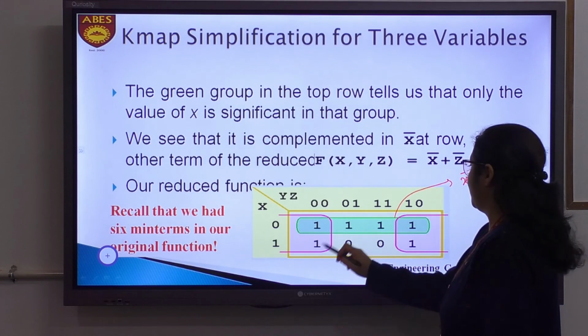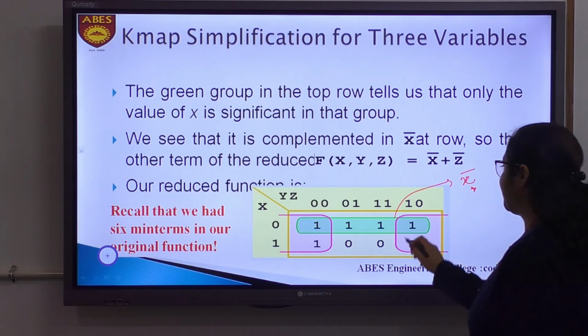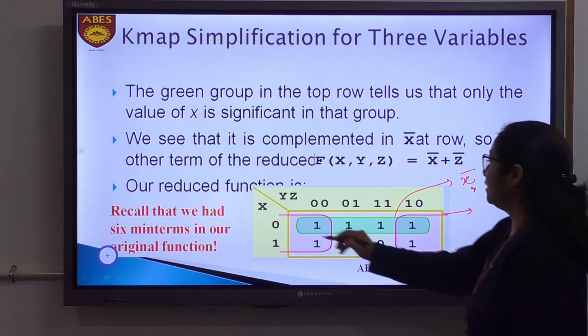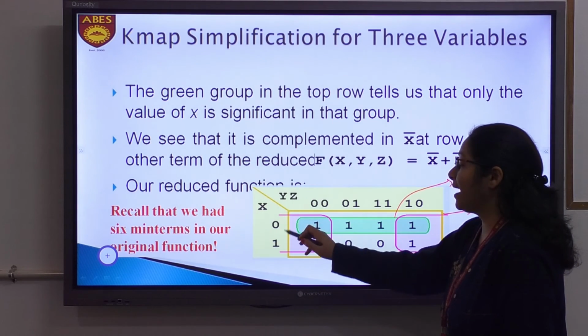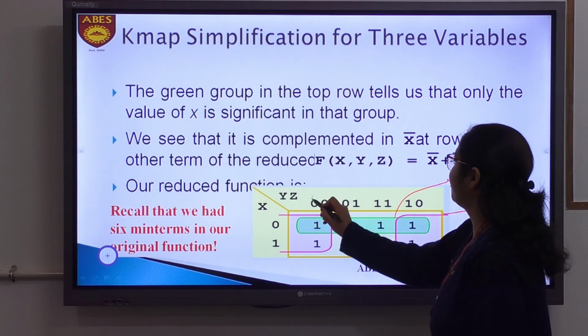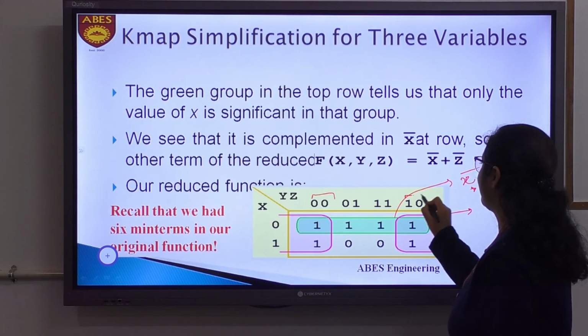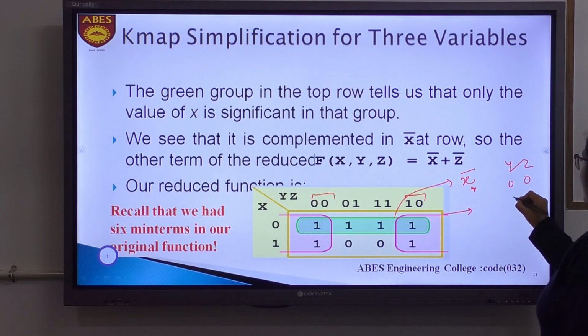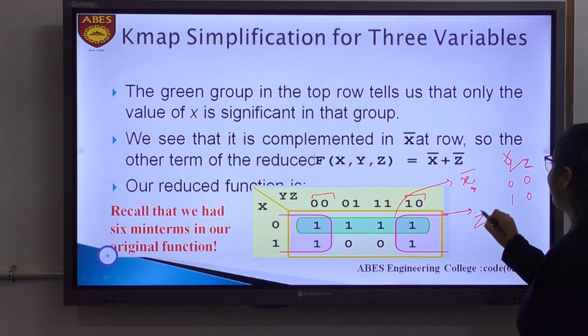Okay? Another grouping of 4 adjacent ones is this. How can we rename it? As we can see, x value is 0 and 1. It is not fixed, so we have to ignore it. And then we have to see the yz values. Yz values are 0, 0 and 1, 0. Again we can see that y is not fixed, so we have to ignore y. We have to take only z, and z is in 0 form, so it is reduced to z bar.